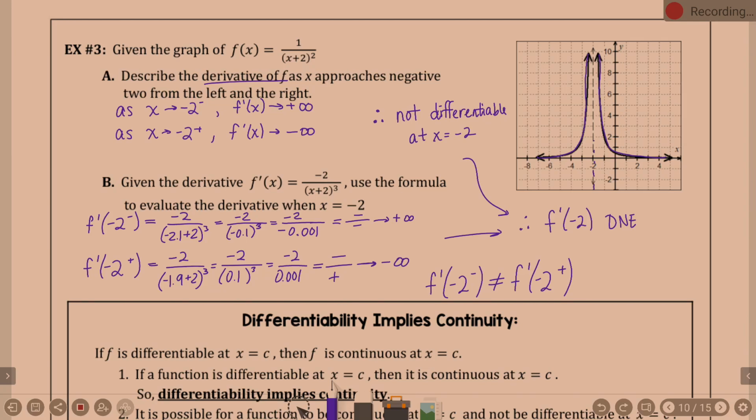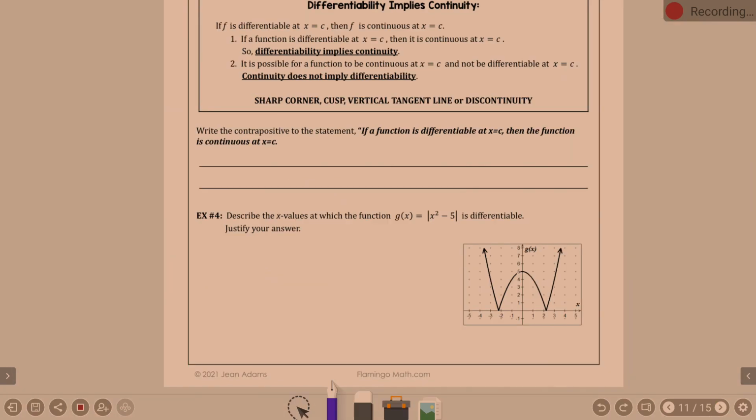Okay, big idea on the next box. This one's huge. This one we use a lot. It's important. Differentiability implies continuity. If a function is differentiable at a point, then the function is also continuous at the point. So if you can show that something is differentiable, then we know for a fact it is continuous. Differentiability implies continuity. That's a big idea.